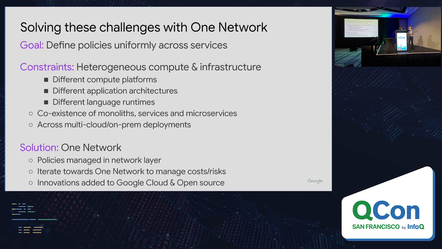And so the solution is One Network, which is like a frustration. You can think about, why do I need so many networks? Can I please have one network? So One Network it is, policy managed at network level. We iterate towards One Network because it's such a huge architectural change, to manage costs and risks, and it's very much open source focused. So all the innovation went into open source, and some went to Google Cloud itself.